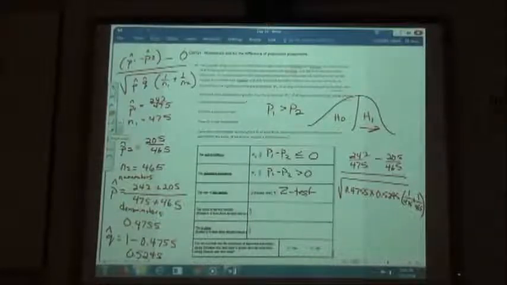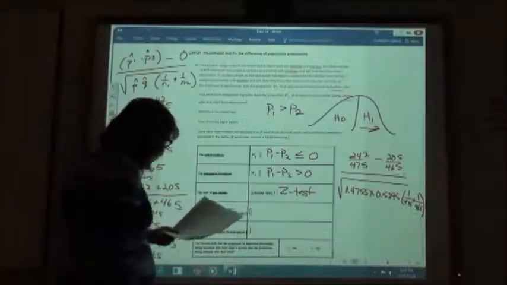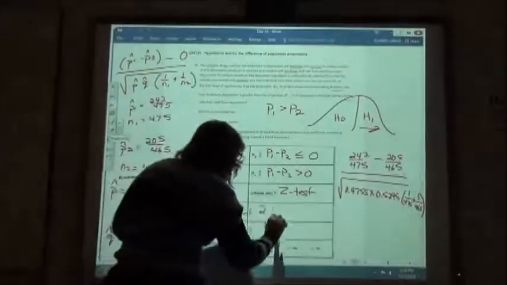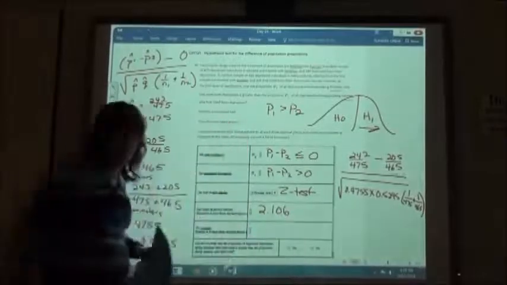Parentheses, 1 over the 475, which was our N1, right behind there, plus 1 over 465, and then close the parenthesis on that. Hit equal. So we get what for the value of our test statistic? 2.106. 2.106, okay?